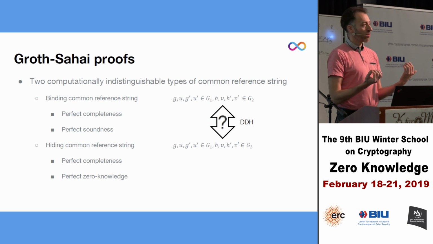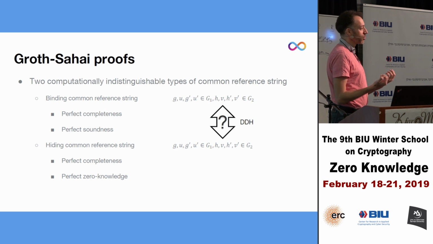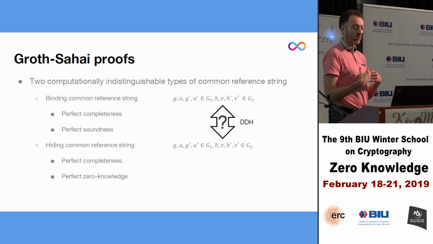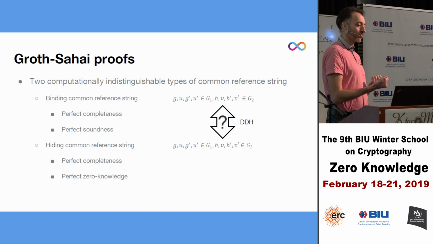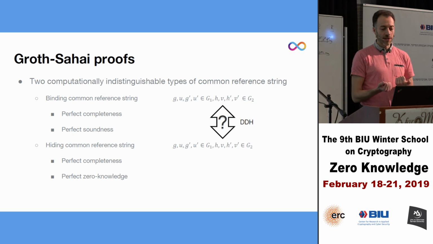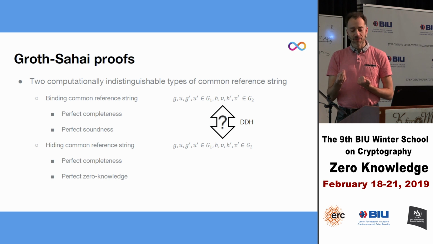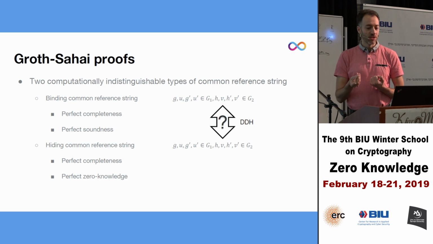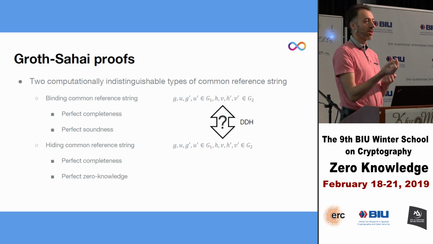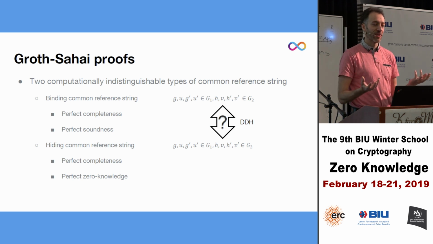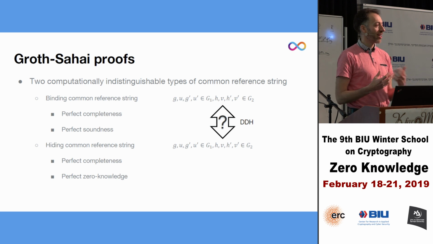You can also set them up to be a hiding common reference string. In that case, you get proofs that have perfect completeness and perfect zero knowledge. And the cool thing, and this is where we leverage the decision Diffie-Hellman assumption, is that you cannot, as an attacker, distinguish between these 2 setups. So you don't know whether you're looking at a binding common reference string or a hiding common reference string, right?